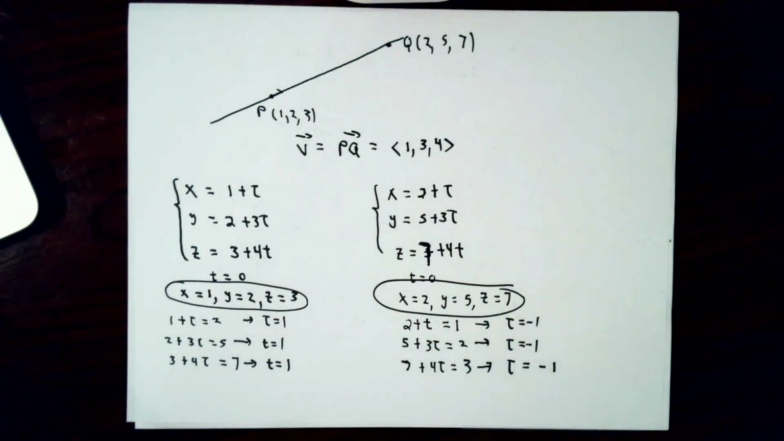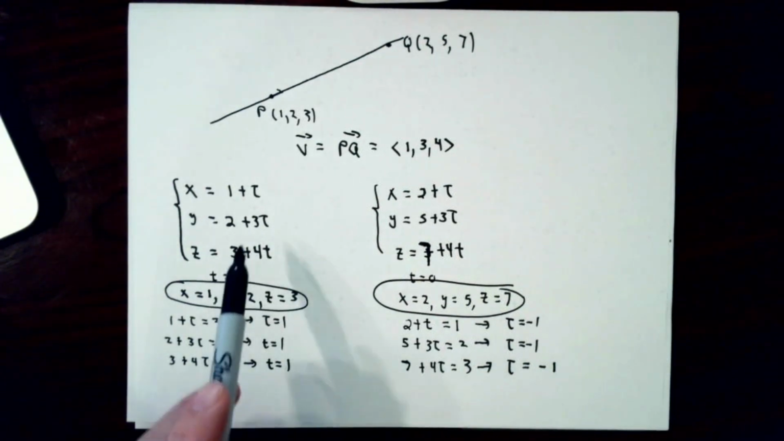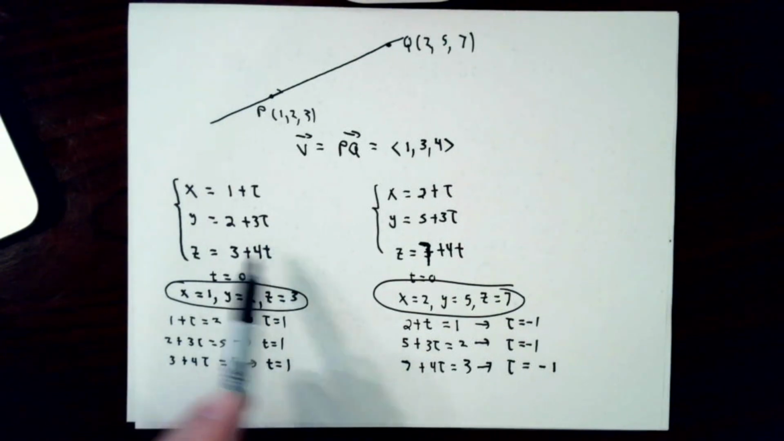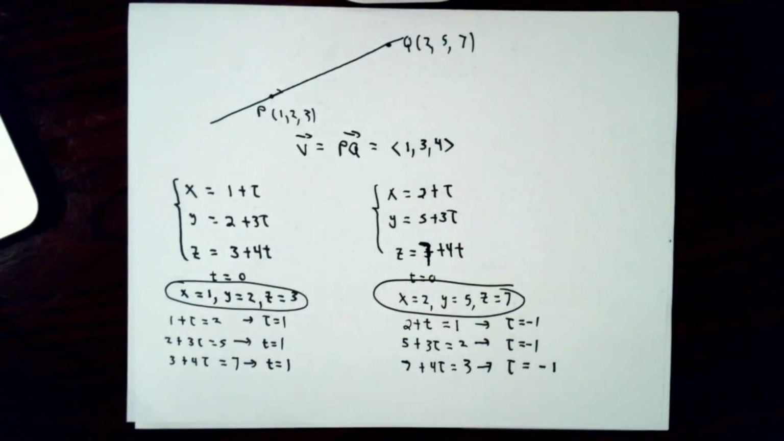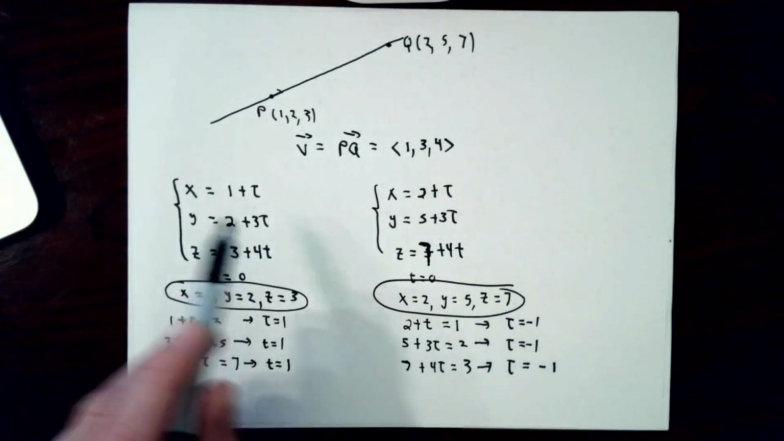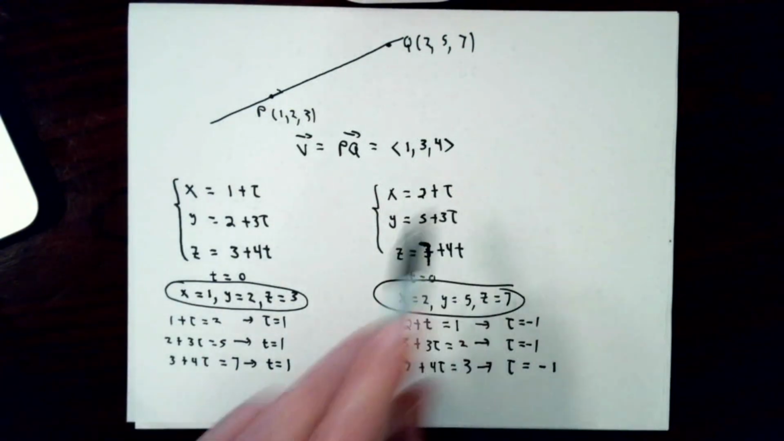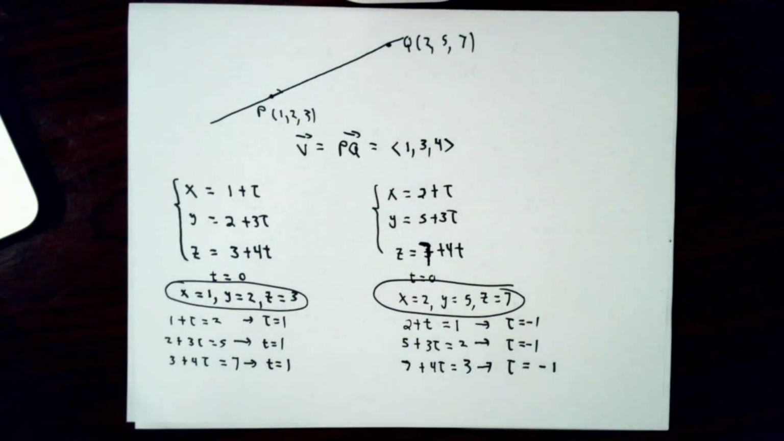If I have two straight lines running around, I'm going to use different letters for the parameter. I'll probably still call one of them t, and I'll call the other one lowercase script s or some other letter, just to make sure that I don't confuse these t values with those t values.